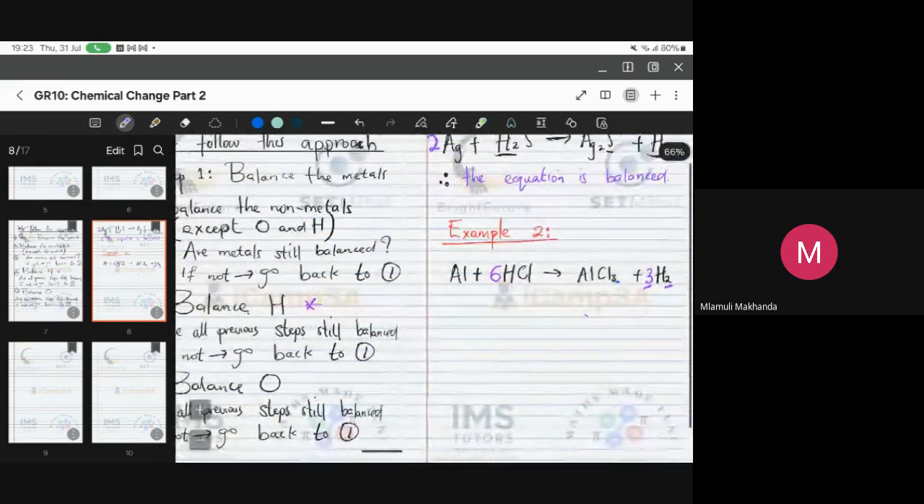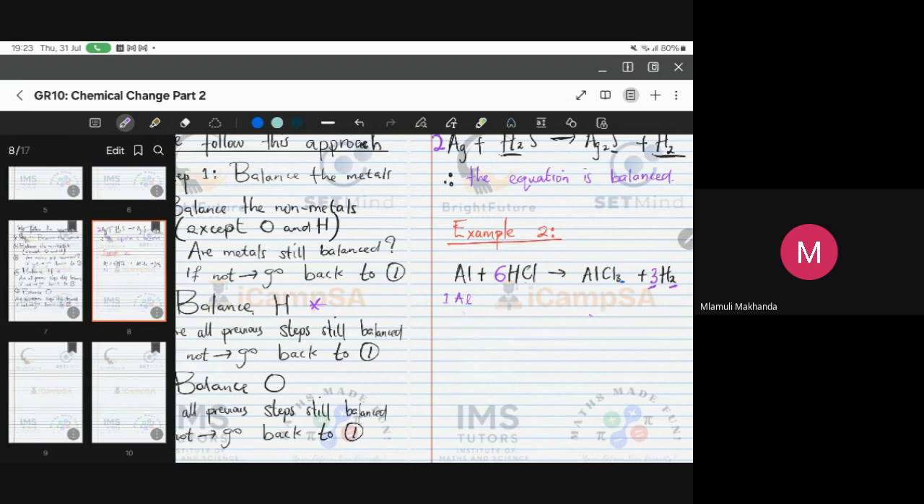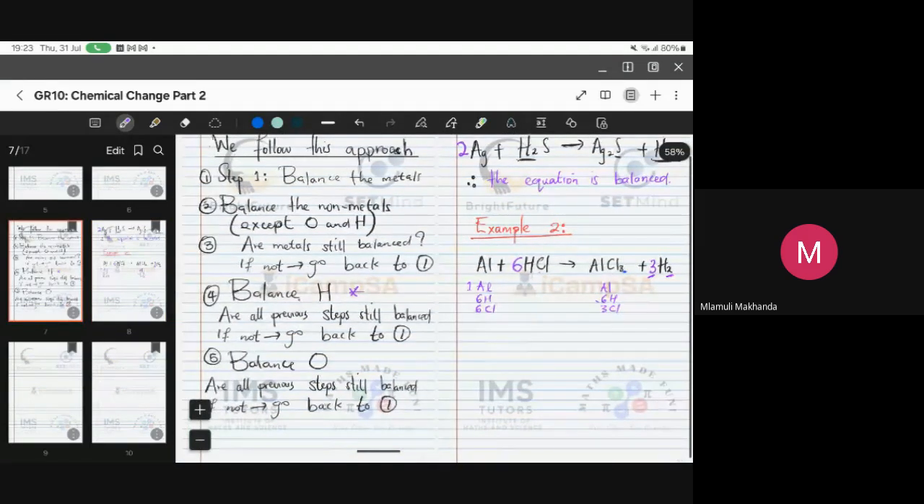Okay, so now our new, we have Al, which is 1, we have 6H, and we have 6Cl. This side, however, we have Al, which is 1, and we have 6H, and then we have 3Cl. After balancing H, now we must check, are all previous steps still balanced? The answer is simply no. Why? Because we have 6Cl here and we have 3 here. Now we must find the common factor again to make sure we balance our Cls.